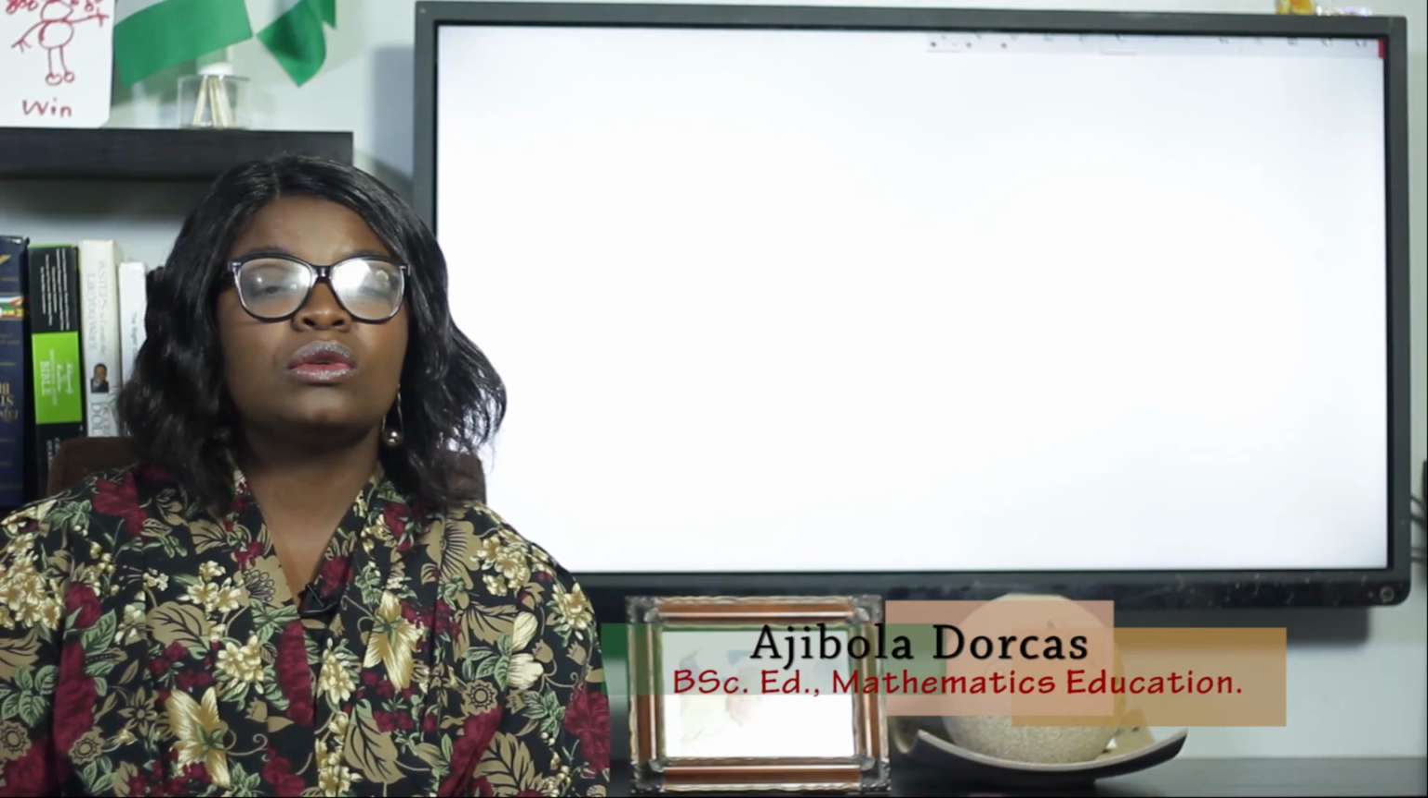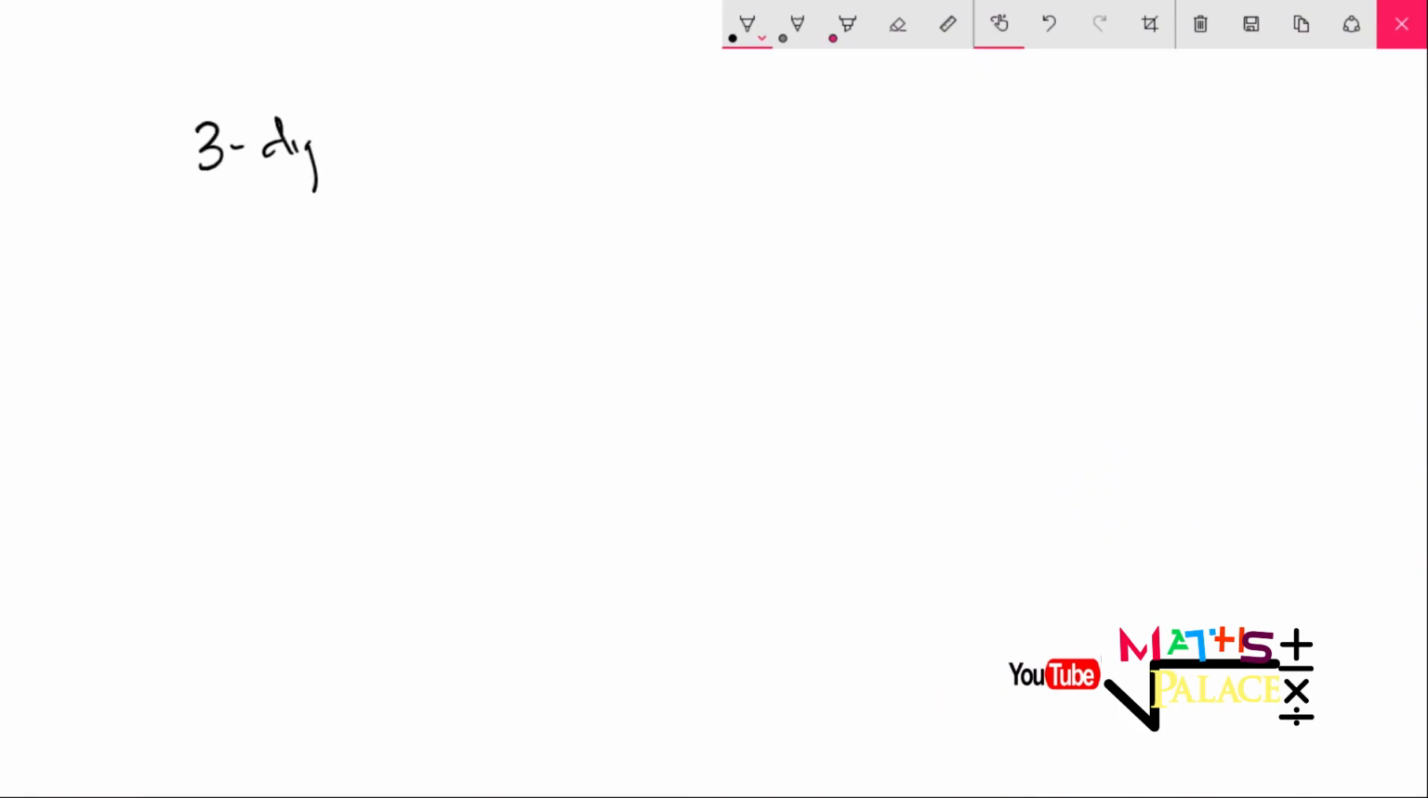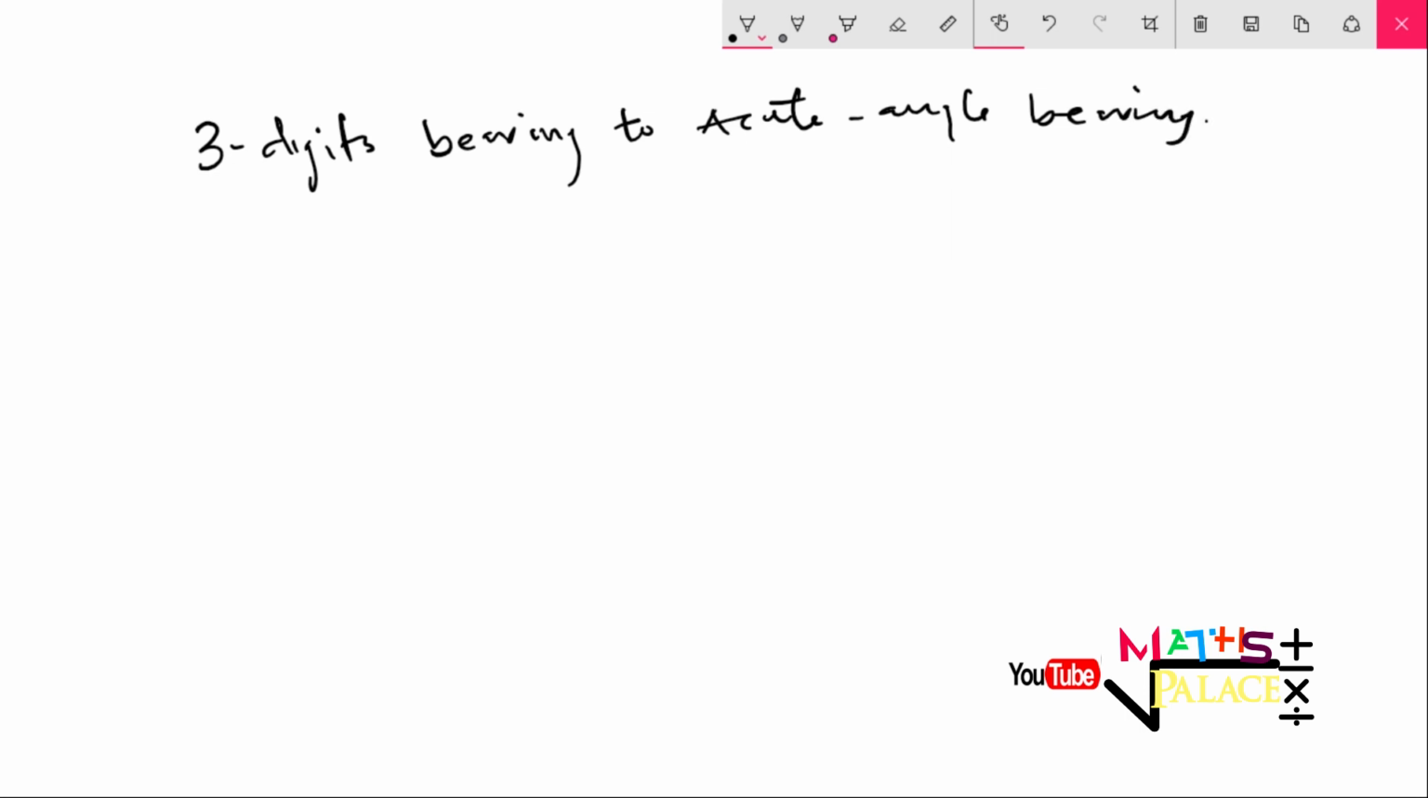We shall be concluding the bearing part, which is conversion from 3-digit bearing to acute angle bearing. We are still on our topic, bearing, which means direction or position.